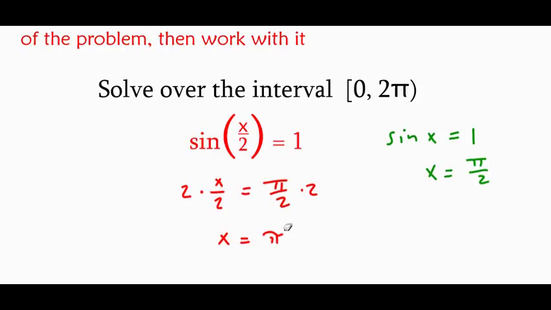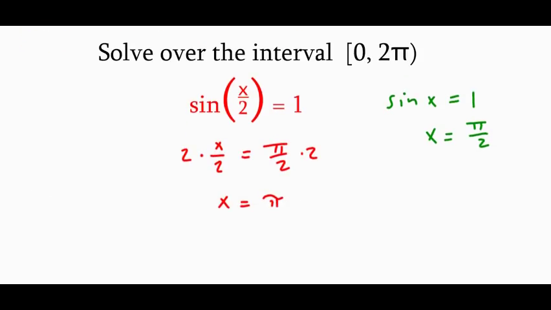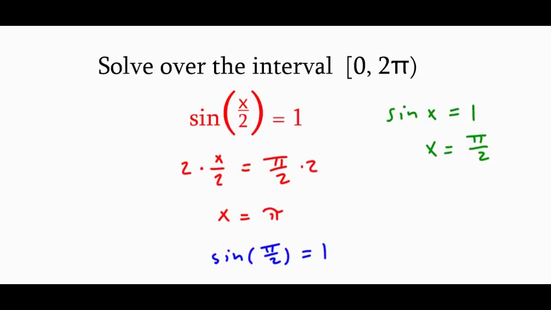Now if you want to think about why this makes sense, just plug it back into the original equation. If I were to replace x with pi, I would have sine of pi over 2. And what is sine of pi over 2? It's 1. You can use your unit circle, evaluate this trig function however you would like. Now that is the beginning of how to evaluate or to solve trig equations and some tips on how to solve some more complex equations.